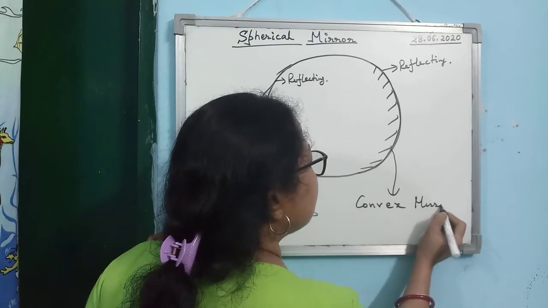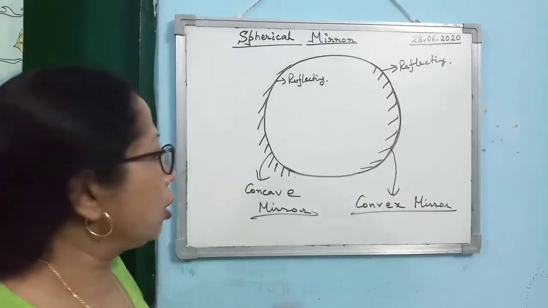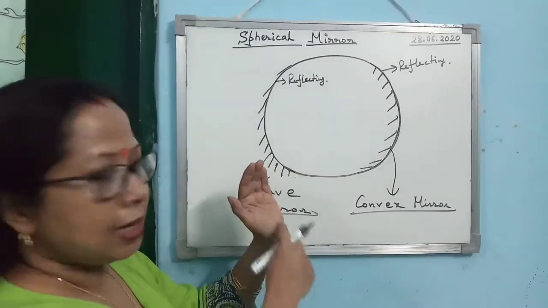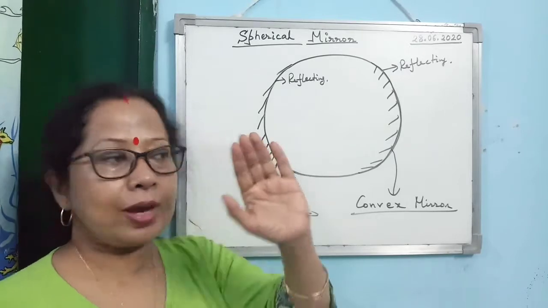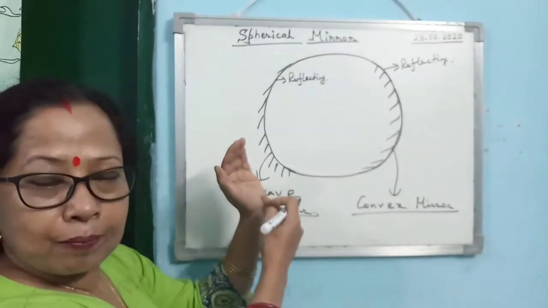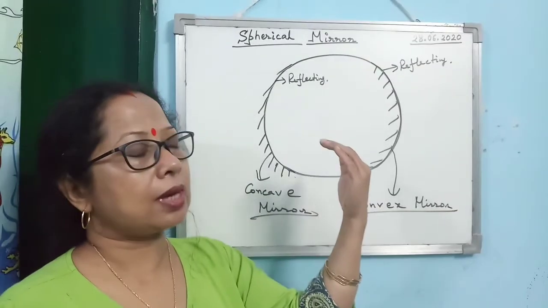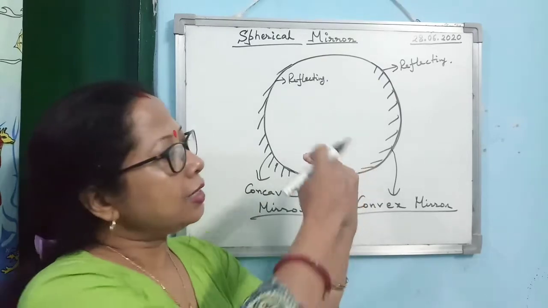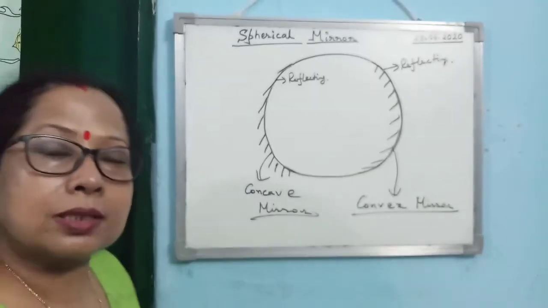Now the terms concave and convex I hope everybody knows. Concave means it is bulging in, and convex means bulging out. See my hand: when I set the hand like this, it is bulging in, then that is known as concave surface. But when I set my hand like this, it is bulging out, then that is known as convex surface.